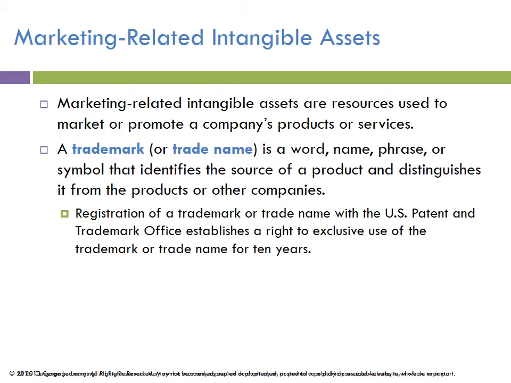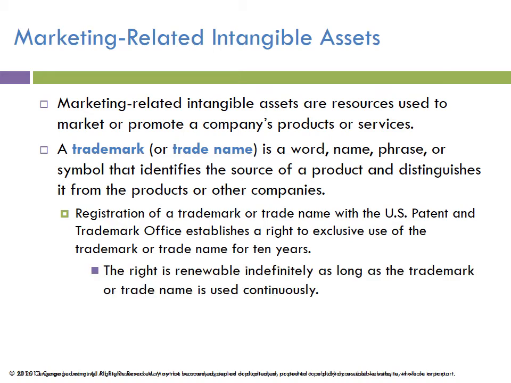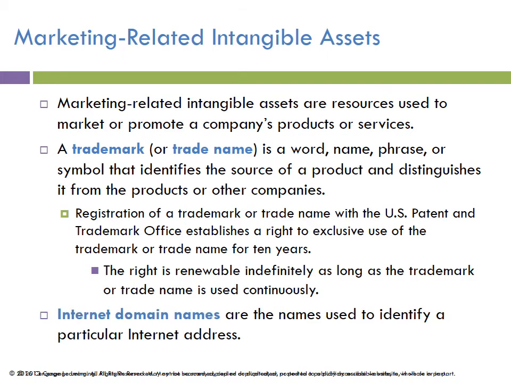Registration of the trademark or trade name is done with the U.S. Patent and Trademark Office. Establishes a right to exclusive use for 10 years. It's renewable indefinitely, though. Internet domain names are names used to identify a particular internet address.